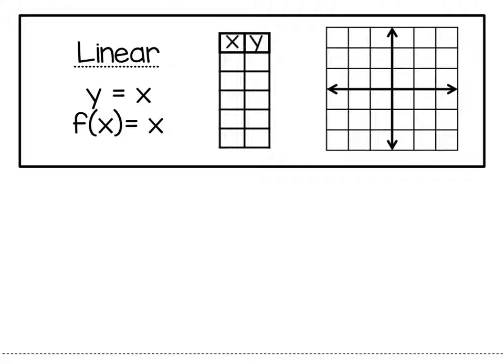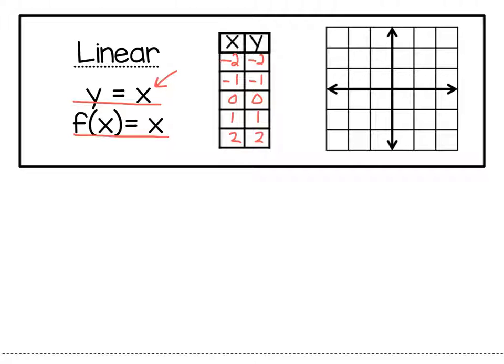So the parent function for a linear function is y equals x, or we could rewrite it as f of x equals x. So we're going to choose some basic values of x: -2, -1, 0, 1, and 2. And when we substitute those values into this equation, we get y equals -2, y equals -1, y equals 0, y equals 1, and y equals 2.